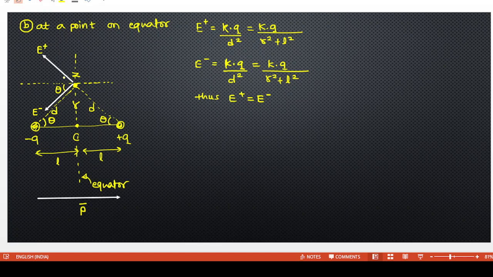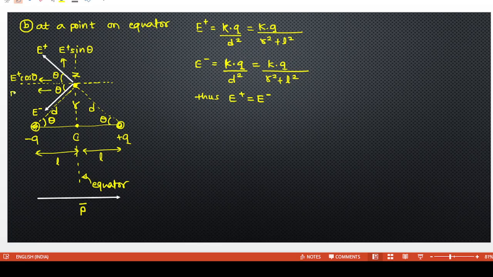If this angle is theta, you can check, this is a straight line and these two lines are parallel lines. So these corresponding angles, this is theta, this also will be theta. These two will also be thetas. Now this E plus can be resolved as E plus cos theta, and this up component will be E plus sin theta.